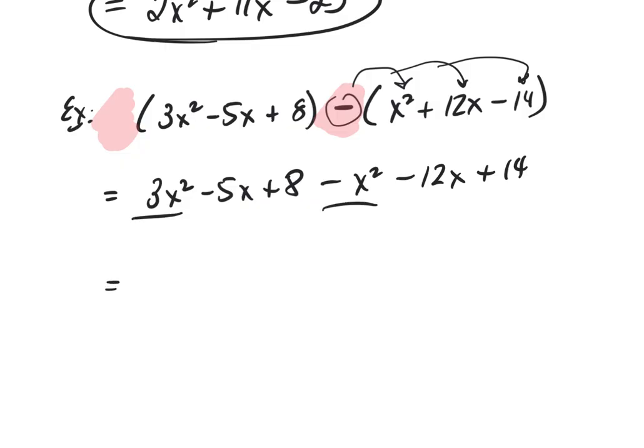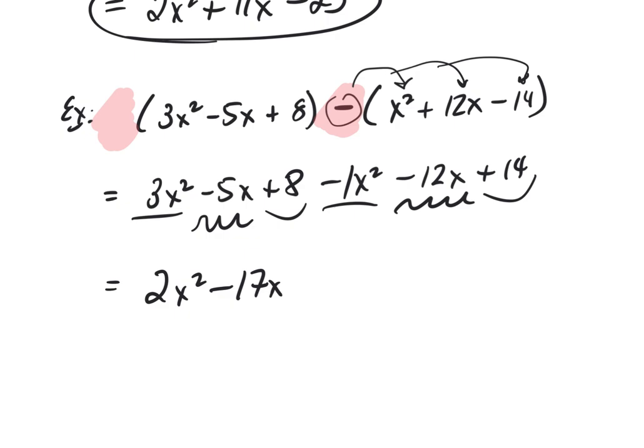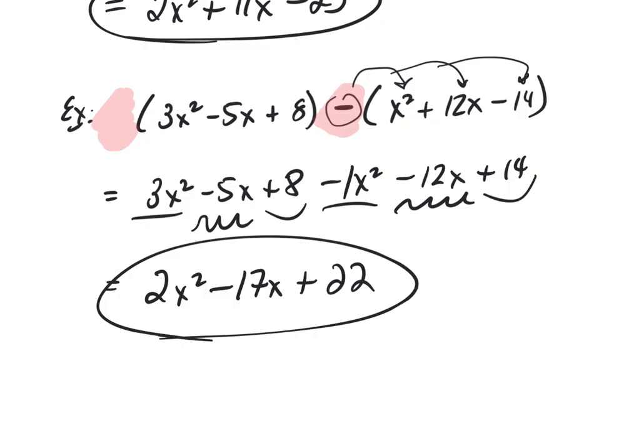So x squareds can go together. So 3 minus 1 would be 2 of those. Negative 5x and negative 12x would be negative 17x. And then the two plain old numbers, 8 and 14, is 22. So that would be the subtraction of the two trinomials.